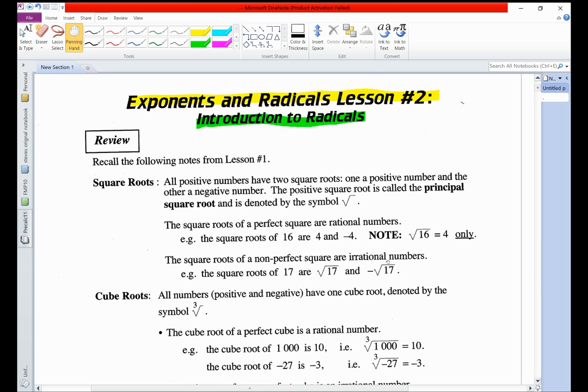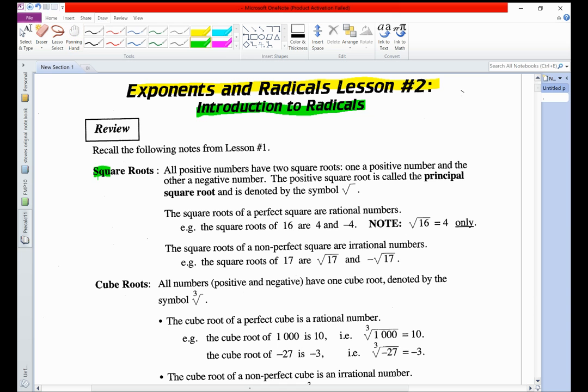So let's do a quick review. On Friday we looked at square roots and cube roots. We know with a square root that all positive numbers have square roots. You can't square root a negative number. There is one positive number and another negative number. The positive square root is called the principal square root and is denoted by the symbol, just like that, square root. So this down here is kind of your example.